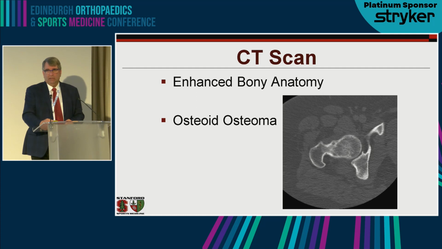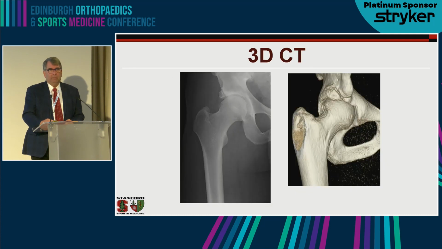A CT scan, again, if you really want to get a better idea of the bony anatomy. Here's an osteoid osteoma of a patient that had hip pain. I like to get 3D reconstructions, particularly when somebody has some unusual bony anatomy. This one you can see is an acetabular rim stress fracture that you didn't see quite as well on the x-ray. You see it very well on a 3D CT.